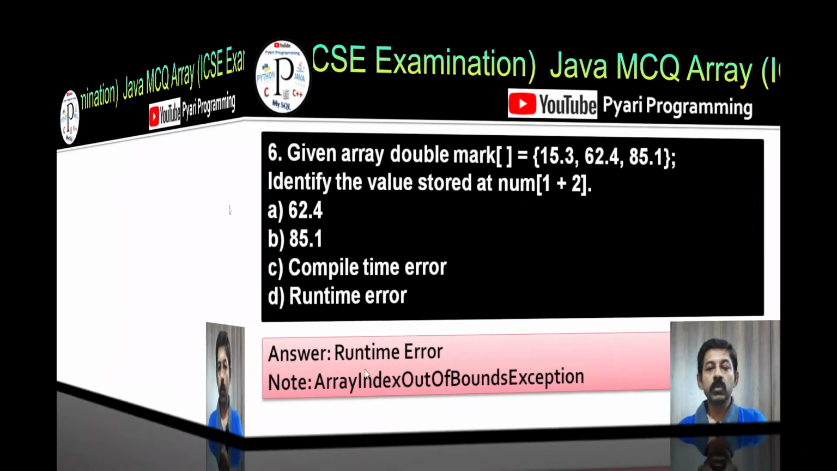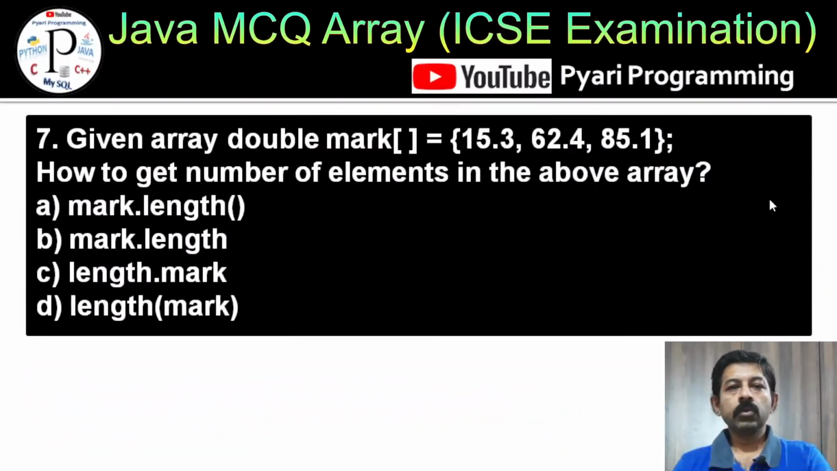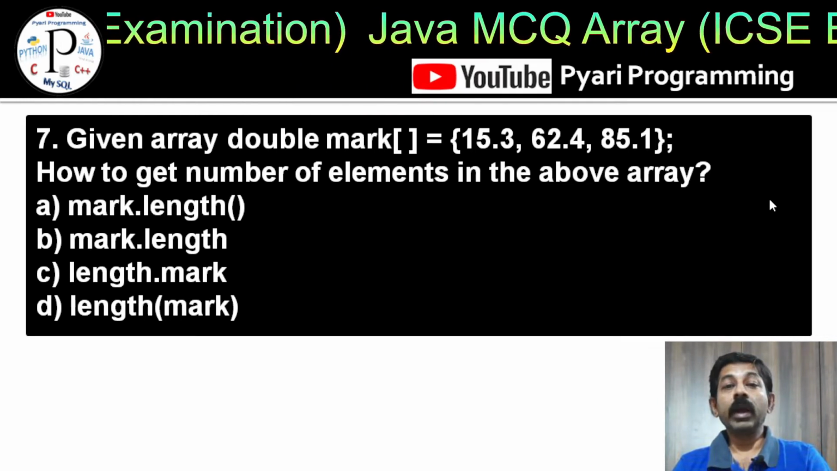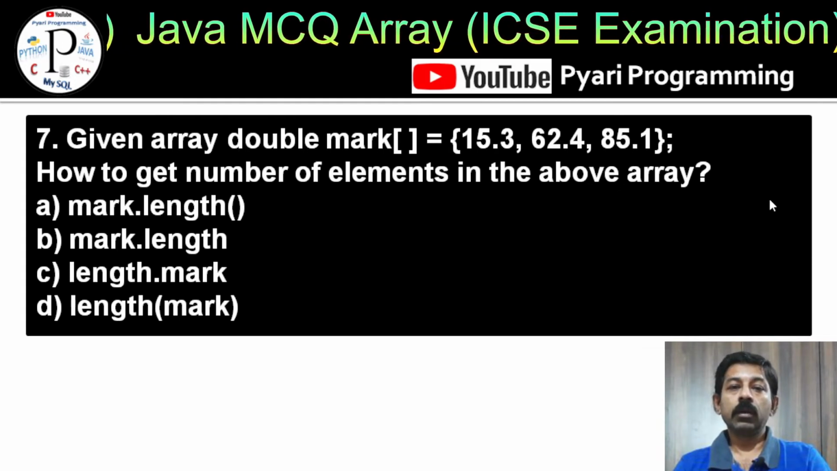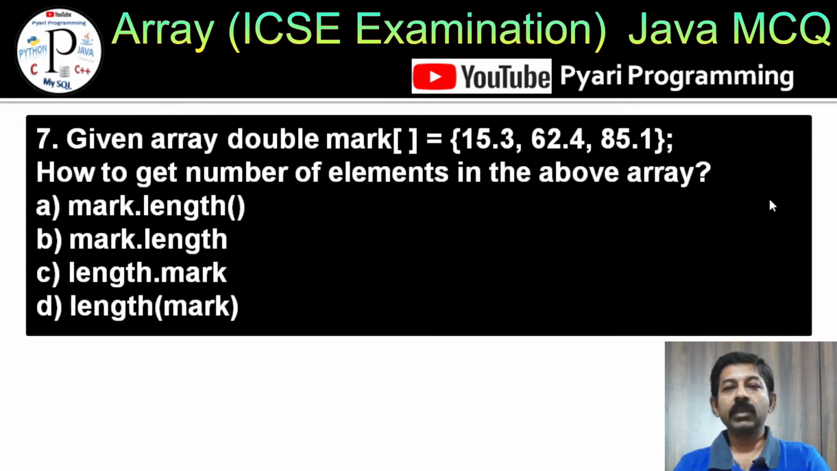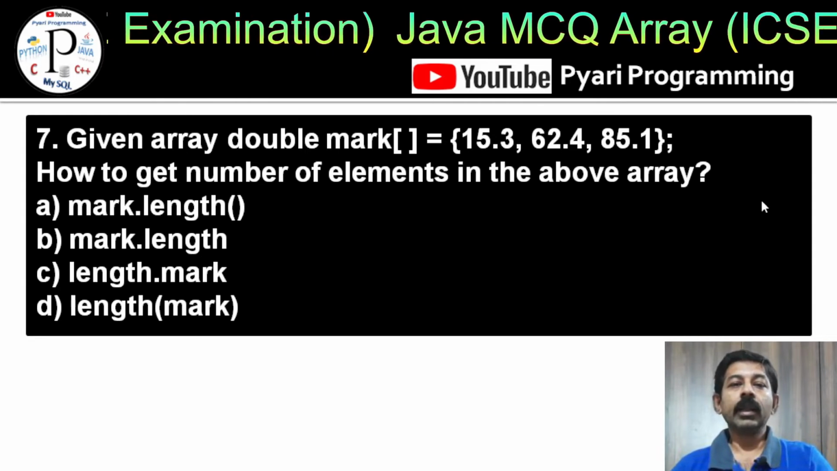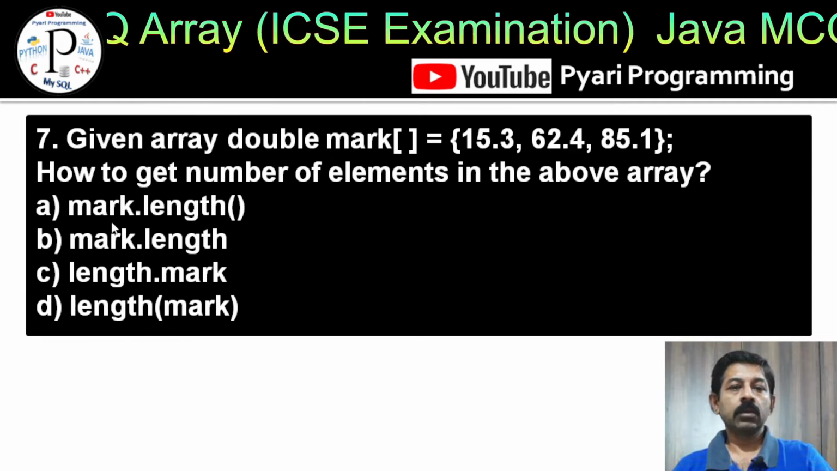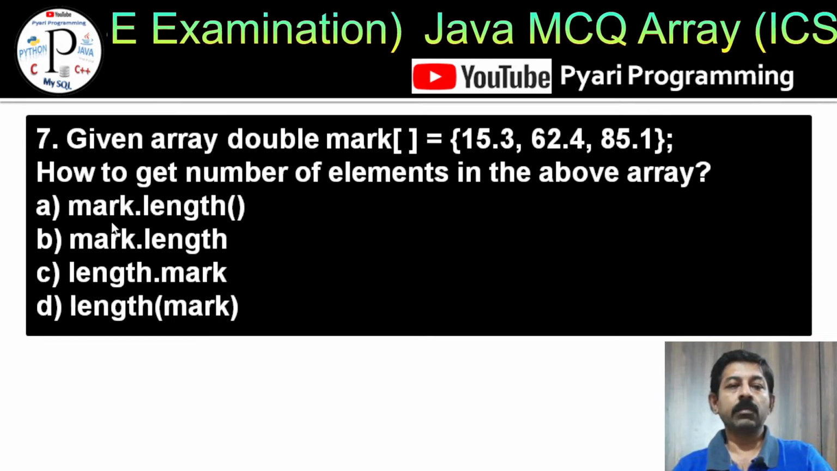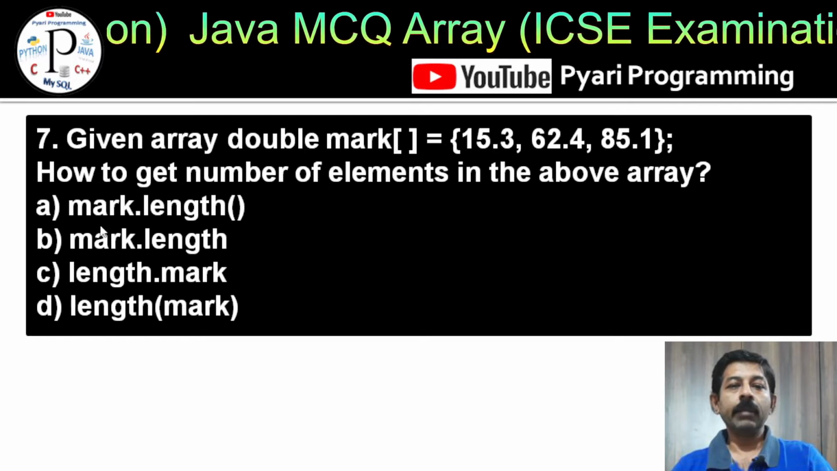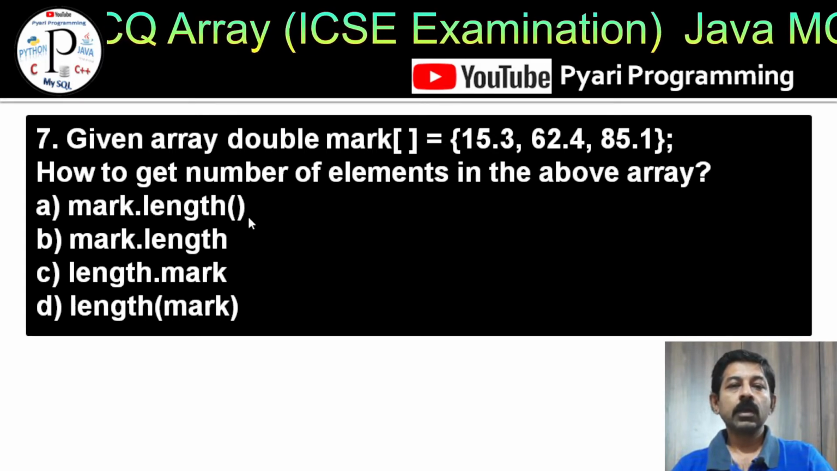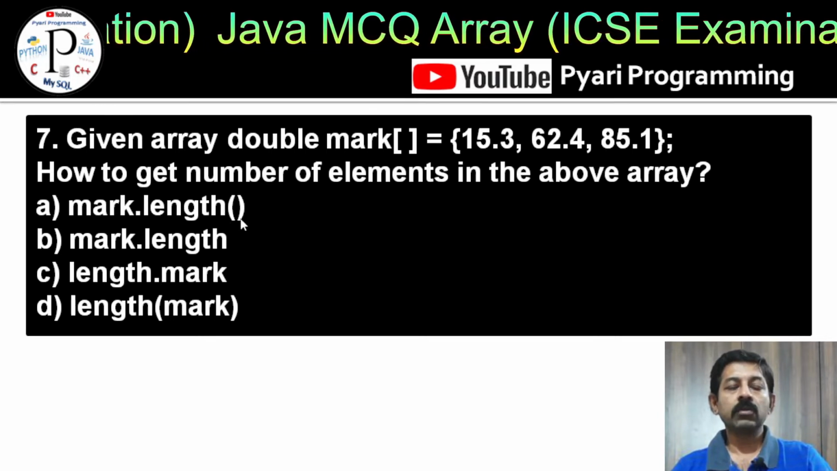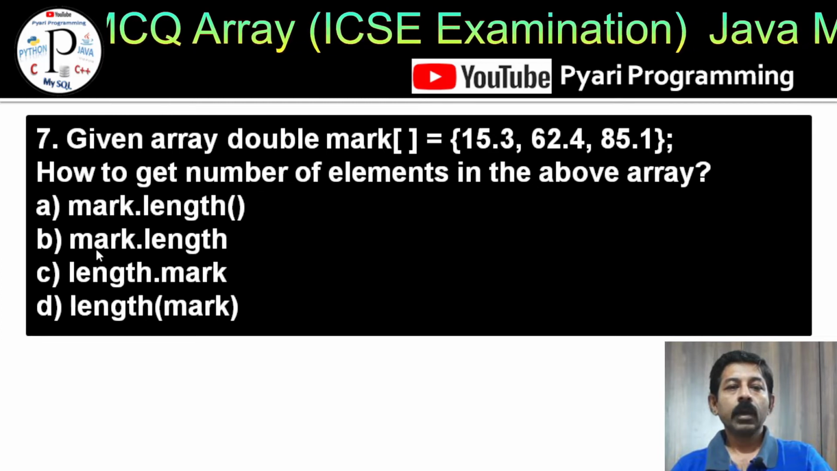So let's move to the next one. Now the next question, we have an array and it says how to get the number of elements in the above array. According to the options, we know that length is used to extract the length of an array. Now here all options are having length, so we should know the exact mechanism of this. Mark is the array name, dot length with parenthesis. Parenthesis is required in case of a string. Now it is not a string, so we are not going to have this one.